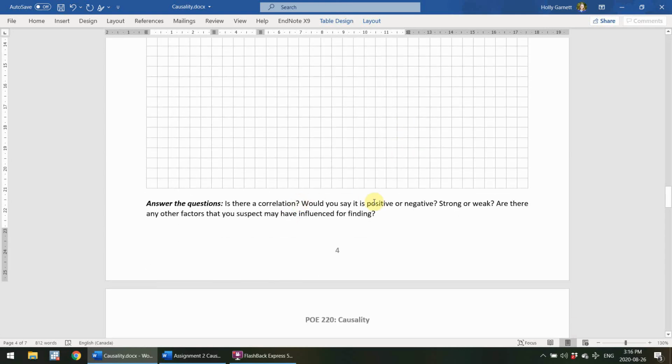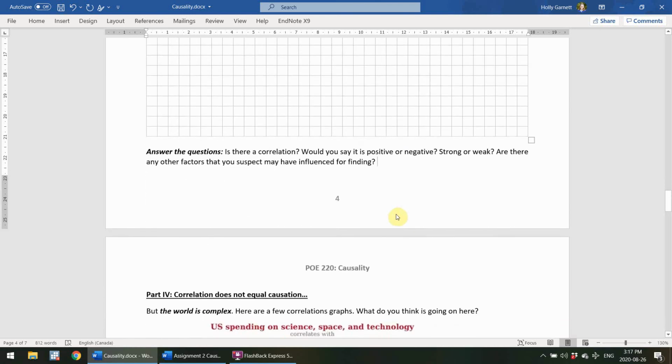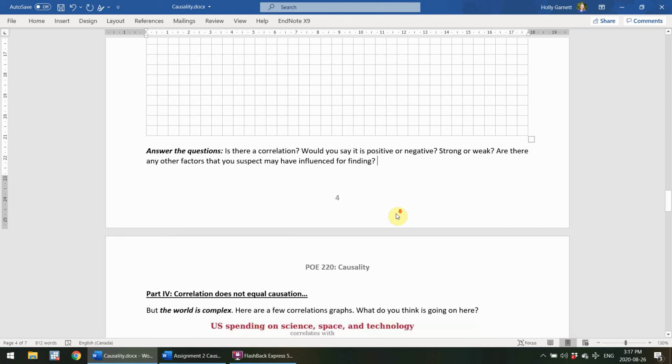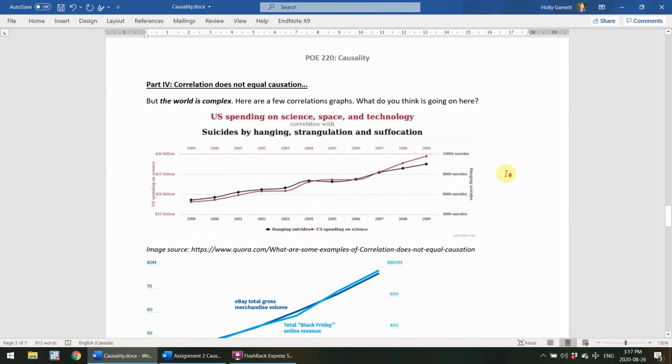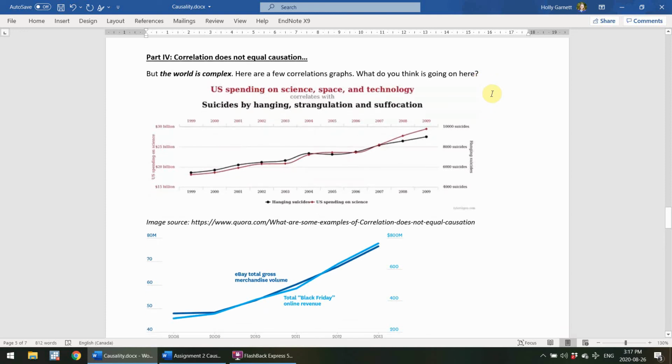Is there a correlation? Would you say it's positive or negative, strong or weak? And then also start to think about whether there are other factors that you suspect might have influenced this finding. And we're going to talk about that now, about other factors. So the world is complex. Correlation does not always equal causation. Here are some graphs. Let's talk a little bit about what we think might be going on here.